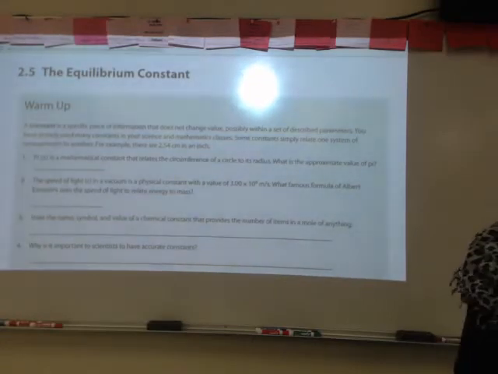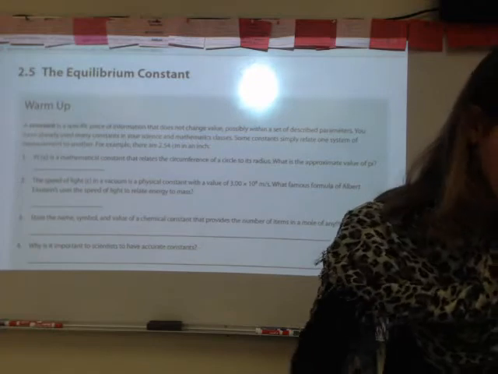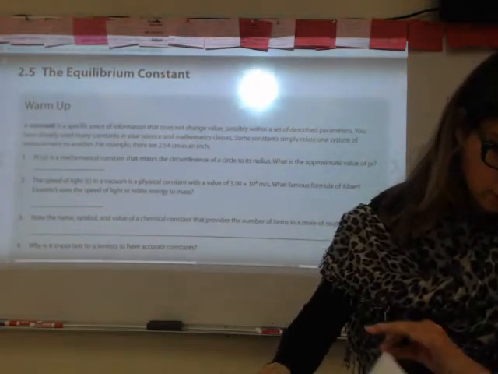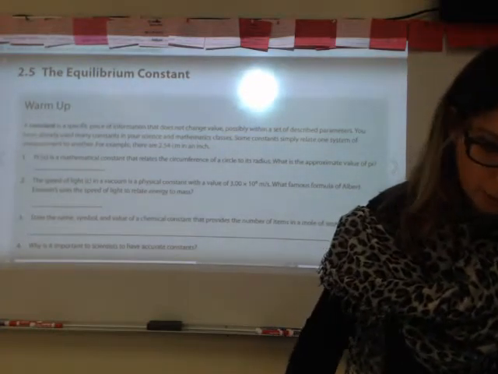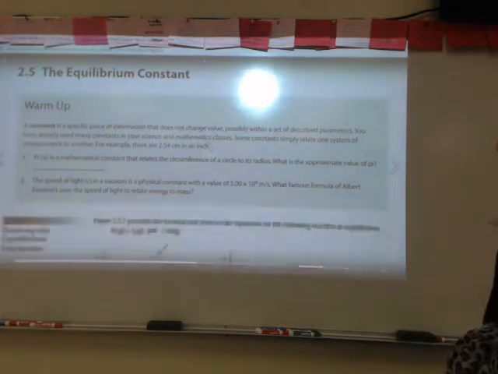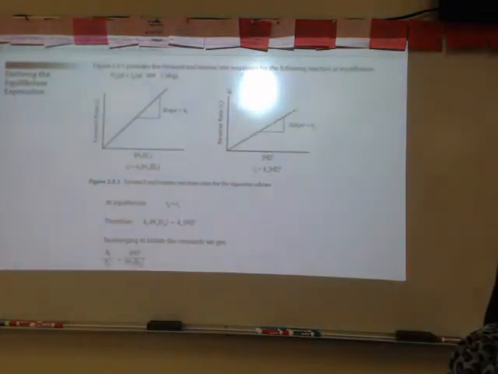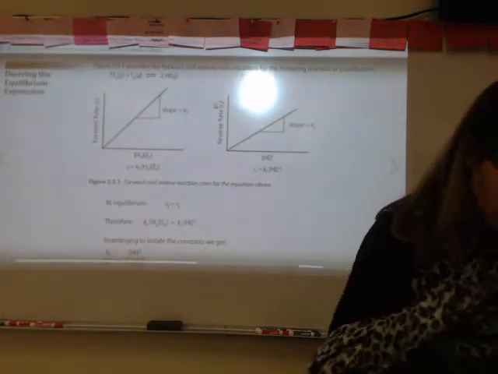Okay, we're on the equilibrium constant, and we're going to skip the warm-up. Let's take a look at deriving the equilibrium expression.